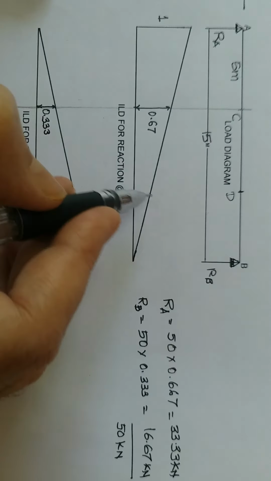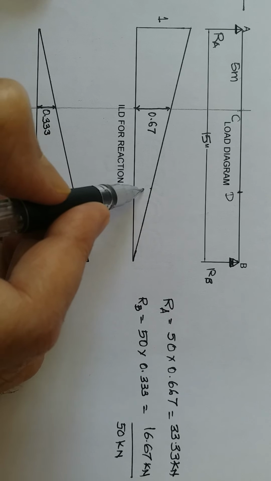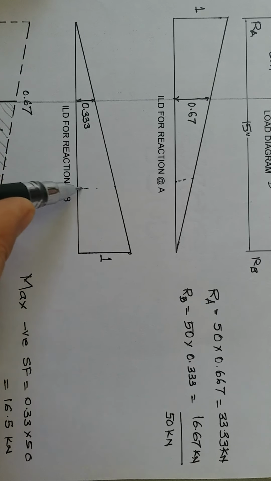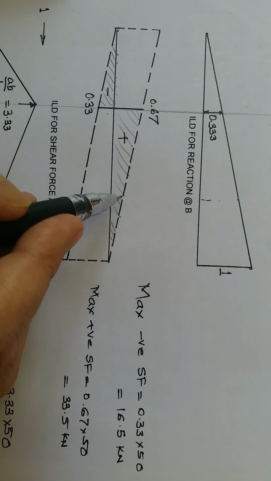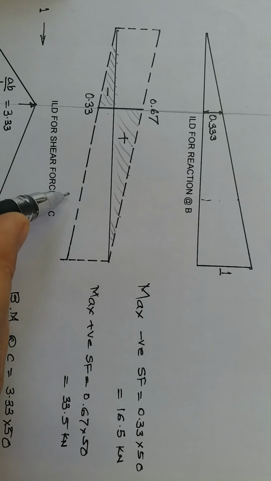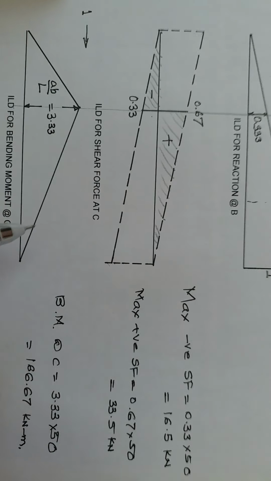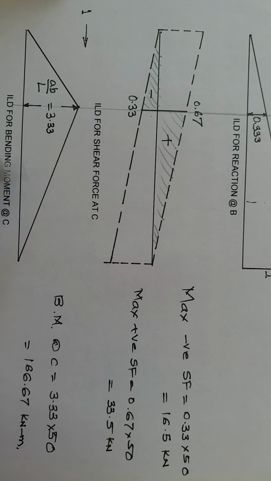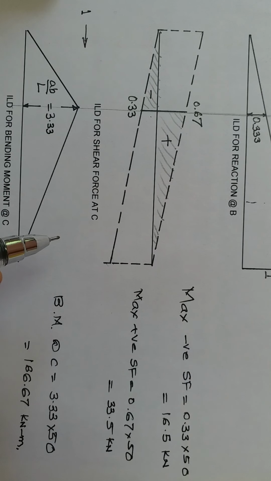Similarly, if the load is at some point D, you can also calculate the reaction. You can find the ordinate at D, you can draw the influence line diagram at that point, and accordingly you can find the ordinates.